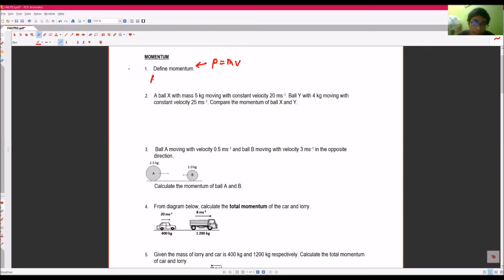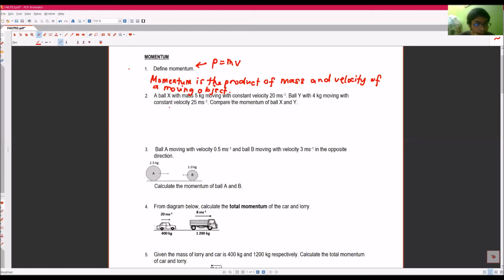So we can say that momentum is the product, and product means multiplication, the product of mass and velocity of a moving object. So that is the definition of momentum based on the formula. m times v means the product of m and v, the mass and the velocity of a moving object. So momentum only occurs if the object moves. If the object is at rest, then we say that it doesn't have any momentum. The momentum is zero because the velocity is zero.